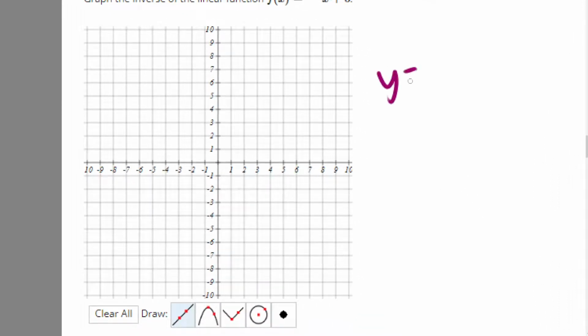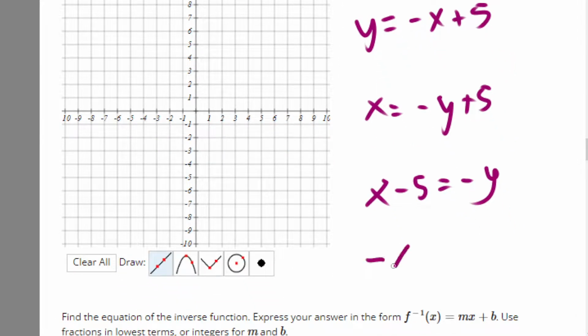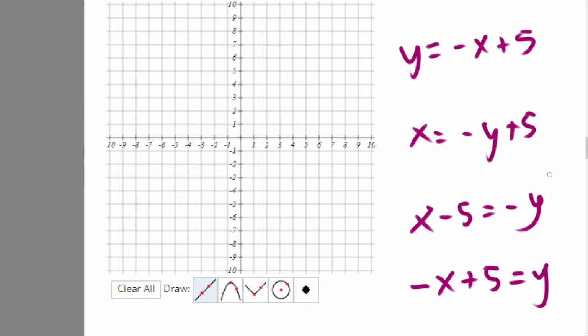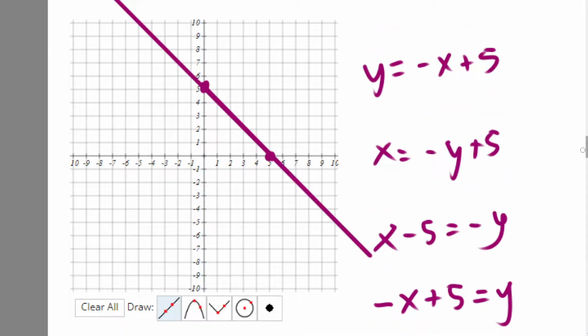Graph the inverse of the linear function, negative x plus 5. Let's do that. y equals negative x plus 5. x equals negative y plus 5. x minus 5 equals negative y. Divide both sides by negative. Negative x plus 5 equals y. Wait a minute. Hold on. What did I just do there? Is it the same? Give me a second. Okay, yeah, it's crazy. It's weird right now. We are doing this right.